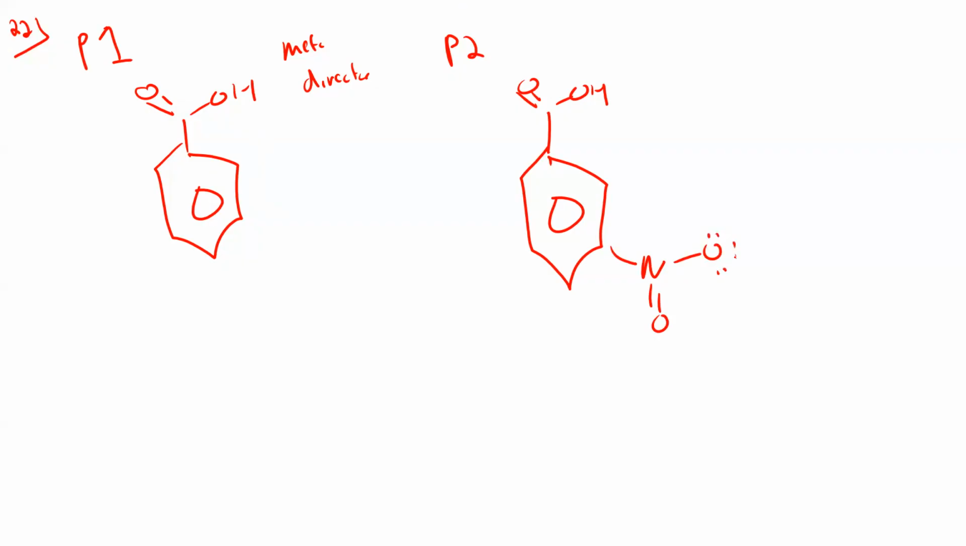And it wants formal charge here, so put a minus here and put a plus here. So once we have that, we're going to add the bromine. So let me see.